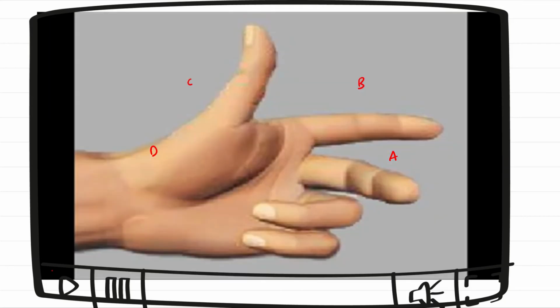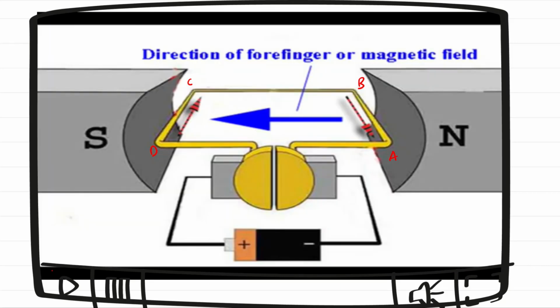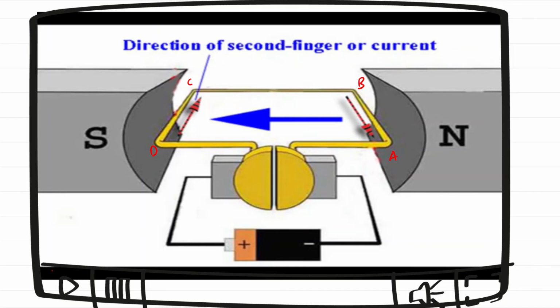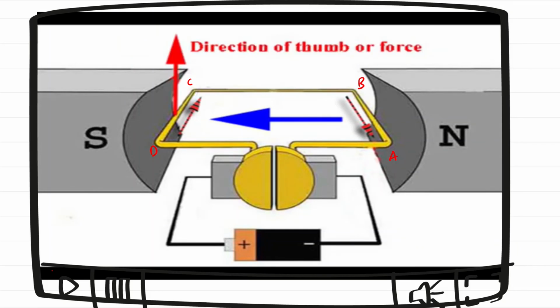For that again, we have to stretch the forefinger, second finger and thumb of our left hand at right angle to one another. With that, if the forefinger is aligned along the direction of magnetic field, that is from north pole to south pole, and the second finger or middle finger is aligned along the direction of current in the left side conductor, then the thumb indicates the direction of mechanical force. This is clearly upward here.